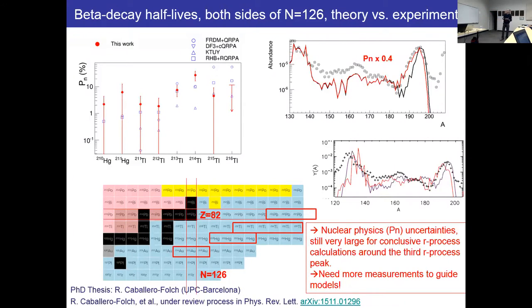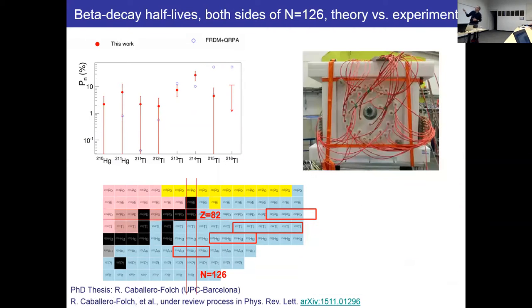And probably here, the model which is performing better would be the relativistic Hartree-Fock-Bogoliubov by Marketin, I mean the last model which I showed. But then it is also puzzling why this model is reproducing more or less well the neutron branching ratios and is failing so much to reproduce the half-lives exactly in the same nuclei.